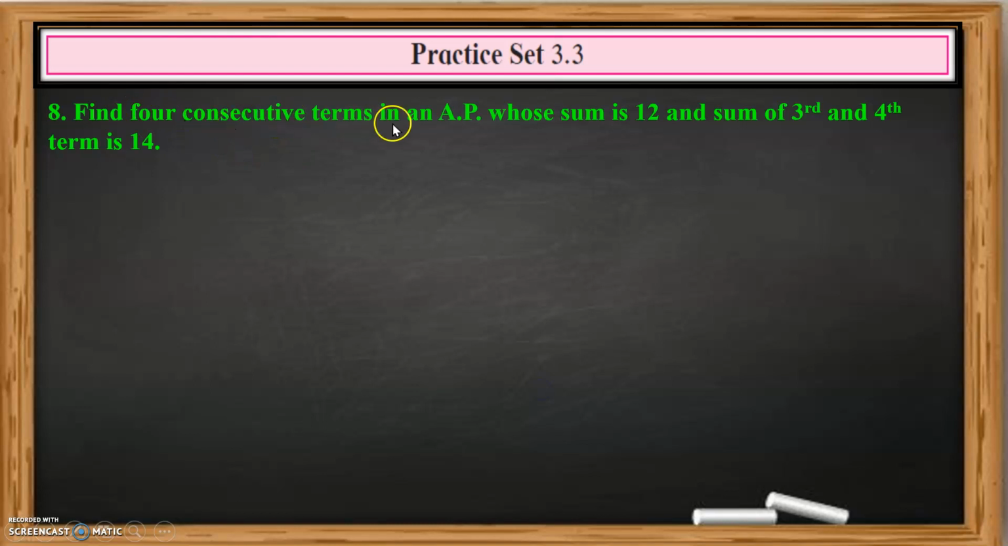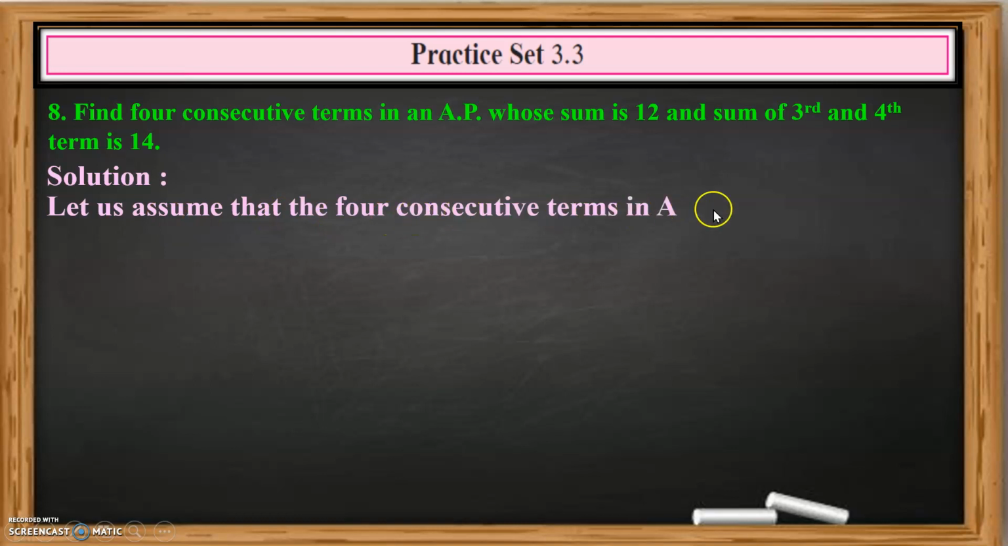Find 4 consecutive terms in an AP whose sum is 12 and sum of third and fourth term is 14. Now students, in the last question we have seen 3 consecutive numbers. We started with a minus d, a, a plus d. Here how are we going to start? See, let's see the solution. Let us assume that the 4 consecutive terms in AP are, we start like the 3 terms, a minus d, a plus d, and the next number, that is a plus 2d. These were already there, 3 numbers. Now we'll take the next number on this side.